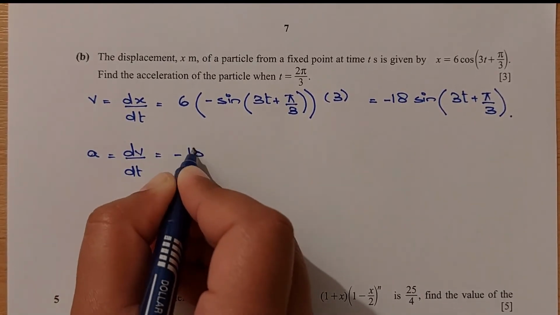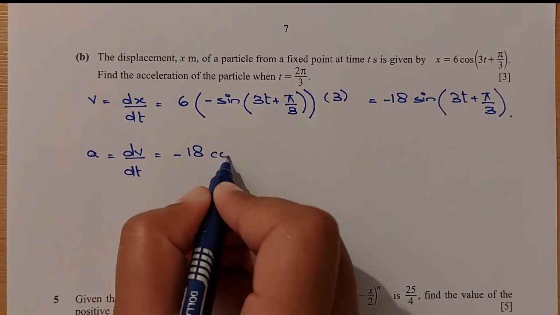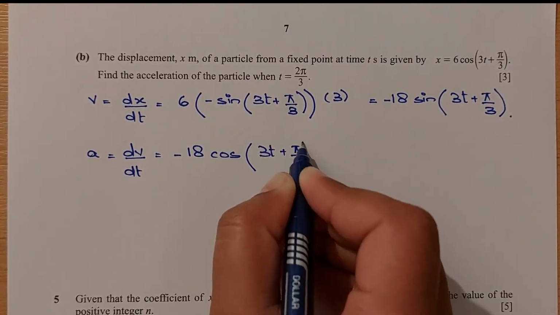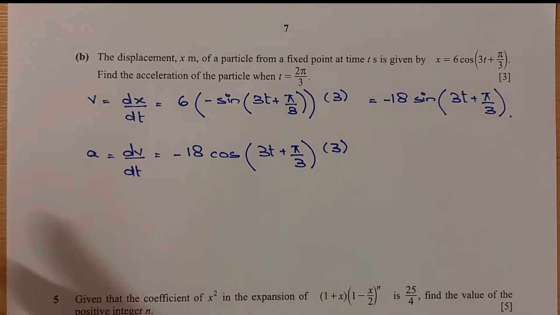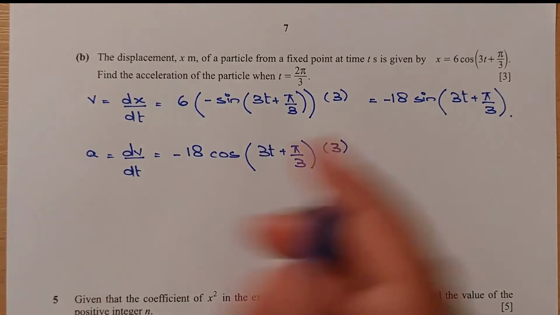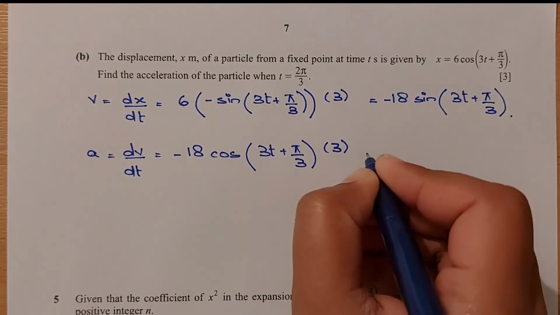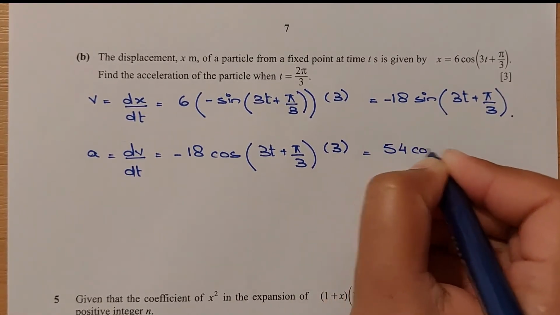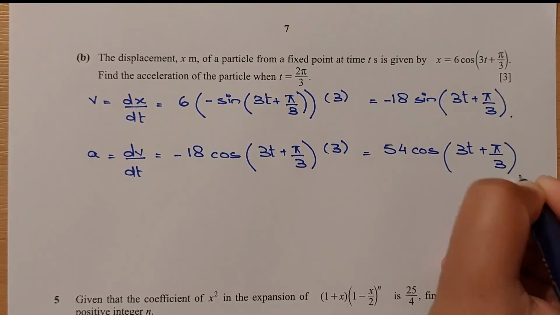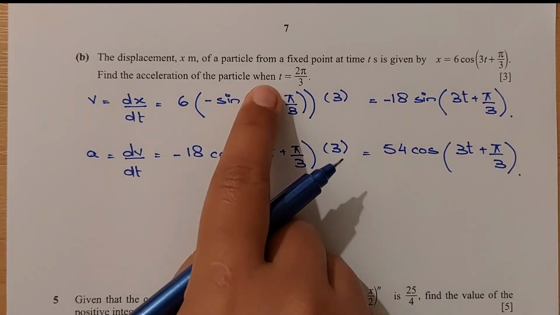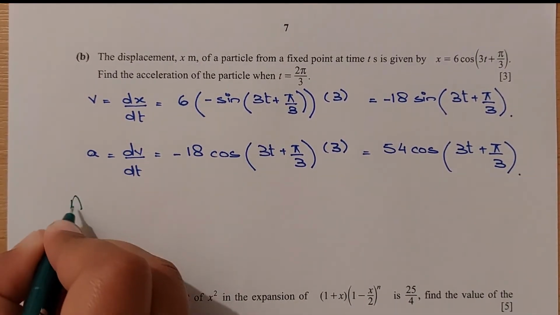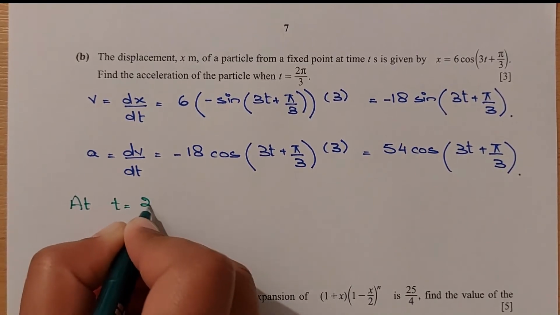So minus 18 is outside, sine derivative is cos of 3t plus pi by 3, and the derivative of 3t plus pi by 3 is just 3. Now 3 times 18 is 54. So we can say this is equal to 54 cos(3t plus pi by 3), right? Well, that is acceleration. Now when time is 2 pi by 3.